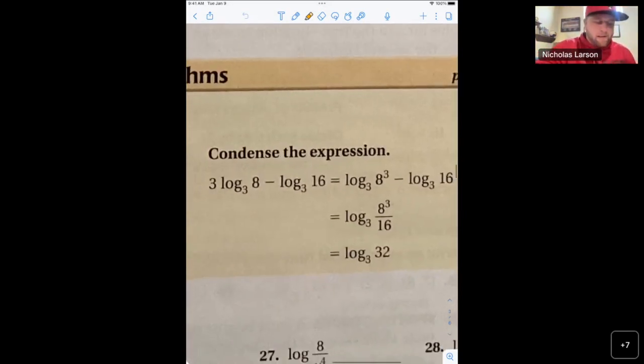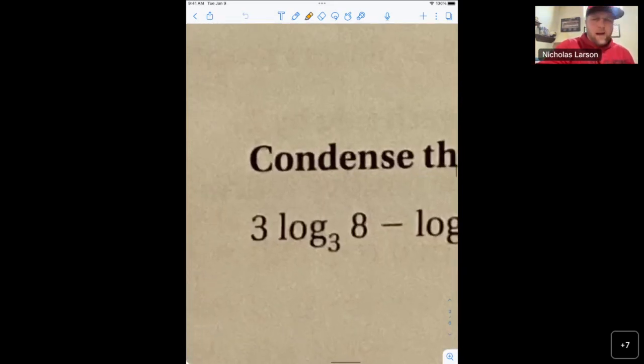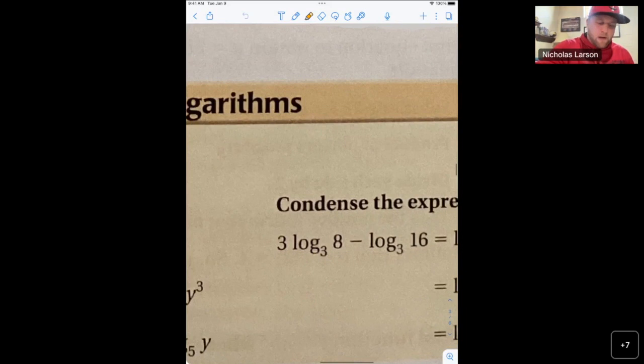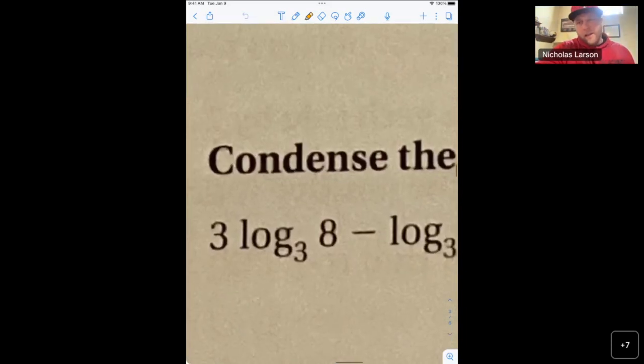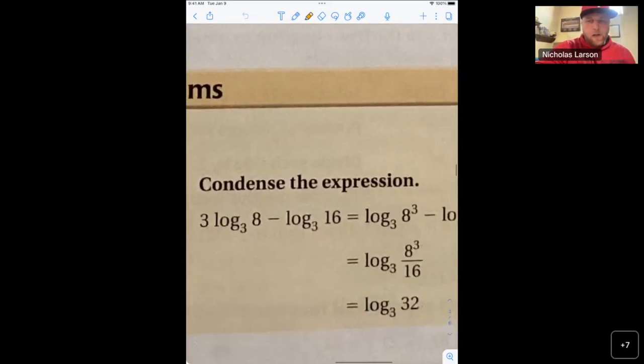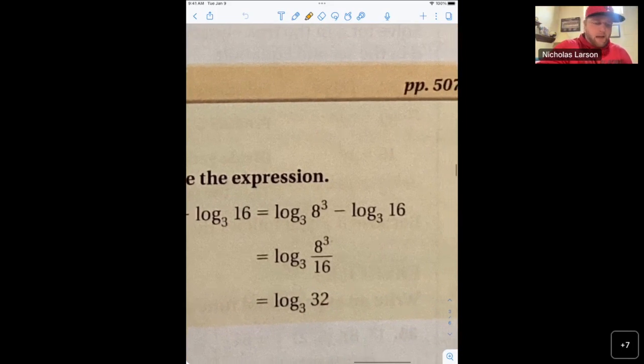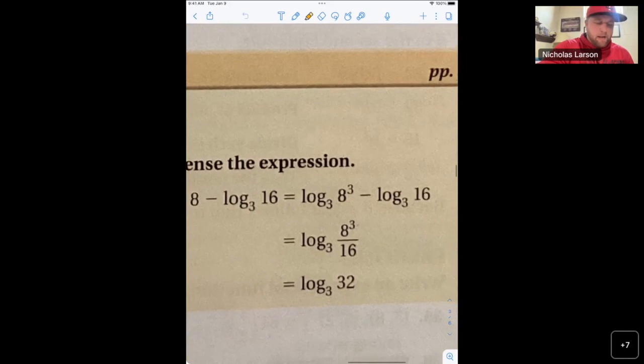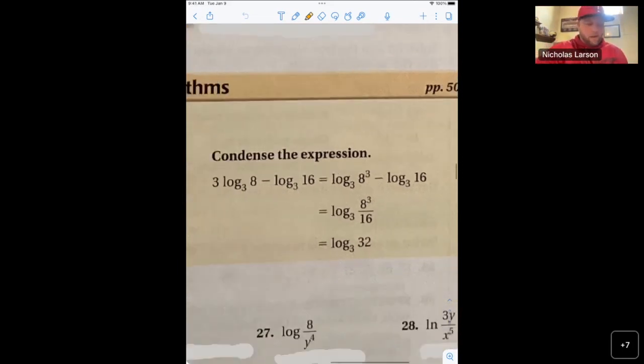Similar but different is condensing. So I'm working backwards. I'm saying, okay, I could probably move this into an exponent. Oh, I see subtraction. That probably means division. So my first step is to get rid of the 3 out front, move it to the exponent. Then I turn 8 to the third divided by 16. And hey, I can actually simplify that and get 32.